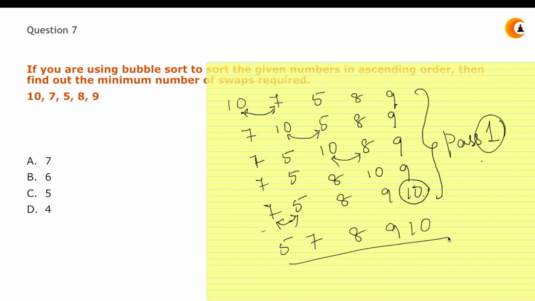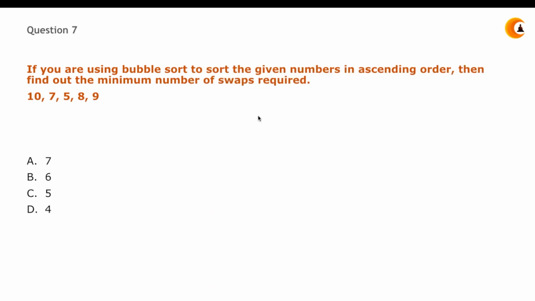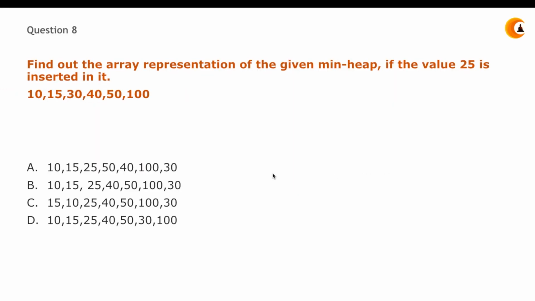Now I think the entire list of numbers is sorted. So how many swaps did it take? 1, 2, 3, 4, 5. 5 swaps. Oh sorry, it will be 6 swaps. Here 1, 2, 3, 4, 5 and 6. So your answer will be in option B, that is 6. It will take a total of 6 swaps. Great. Moving ahead to question number 8.